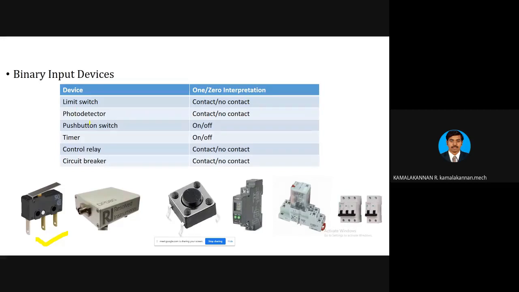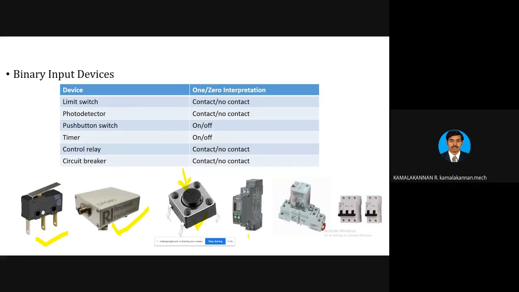Next one is a photo detector. As you know, this is nothing but a sensor. Next one is the push button. Here you can apply pressure or not, so it will interpret on or off. This type of device will give you input as on and off.